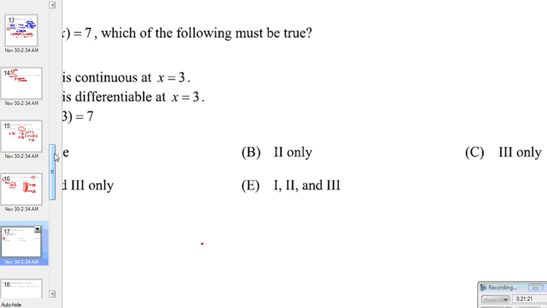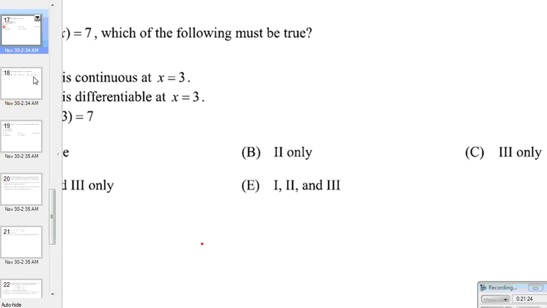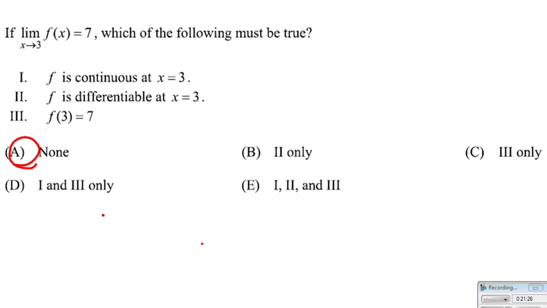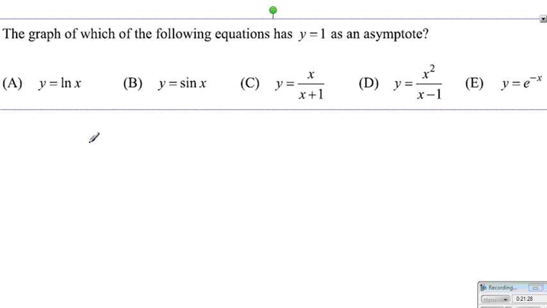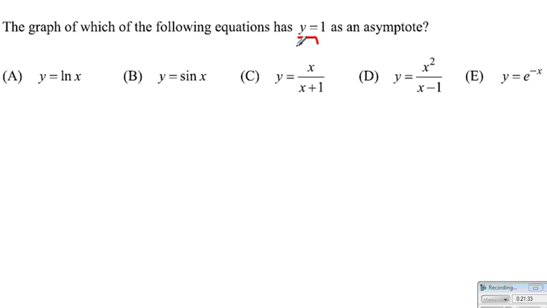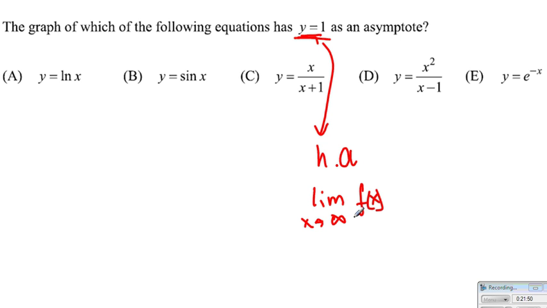All right, with that, we talked about number 17. Let's go for a couple more questions. Number 18. Which one of the equations has y equals 1 as the asymptote? Horizontal asymptote, basically, that's what we end up getting. Horizontal asymptote is the limit of the function as x approaches positive or negative infinity. Now, as x goes to positive or negative infinity, which one will be equal to 1?